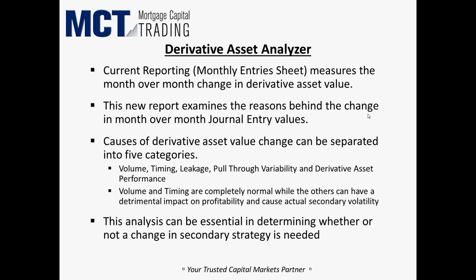When we're looking at the derivative asset analyzer, or our current monthly accounting, hedge accounting entries, our current reporting measures the month-over-month derivative asset profitability change that occurs, born out of the mark-to-market and fair value loans held for sale and closed trades not settled entries. The new report, this derivative asset analyzer, really goes into why the journal entries changed.